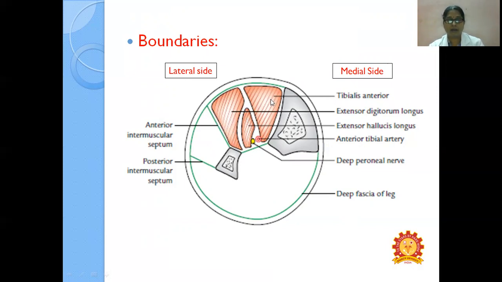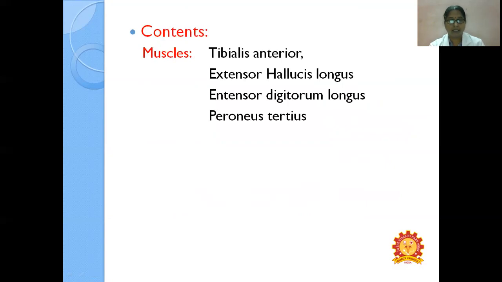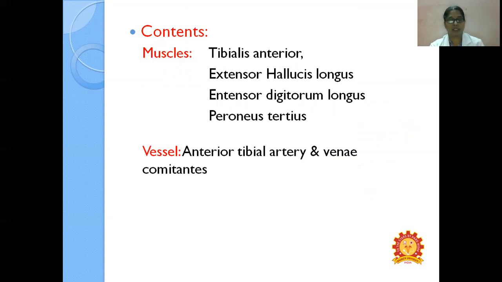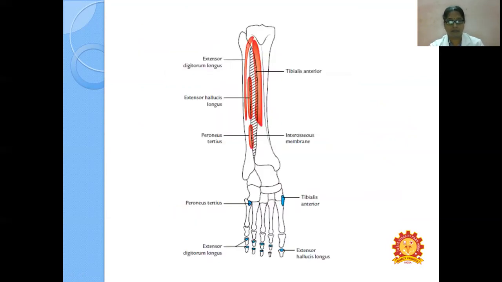So what are the muscles seen here? Tibialis anterior, extensor digitorum longus and extensor hallucis longus. These are the three muscles seen here. The vessel seen is the anterior tibial artery and the nerve is the deep peroneal nerve. So contents: muscles, tibialis anterior, extensor hallucis longus, extensor digitorum longus and peroneus tertius. Vessels, anterior tibial artery and venae comitantes, whereas nerve, anterior tibial nerve, otherwise called deep peroneal nerve.